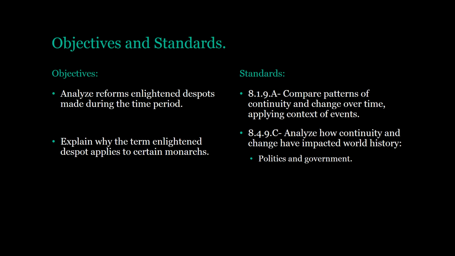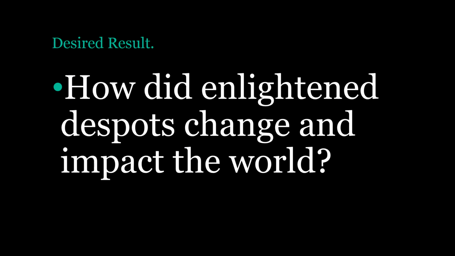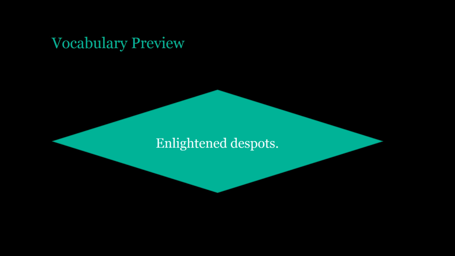So, objectives and standards: to analyze reforms enlightened despots made during the time period and explain why the term enlightened despot applies to certain monarchs. Take a look at the standard there as well, if you would, please. Desired result: how did enlightened despots change and impact the world? And in our vocabulary preview here, we have the term enlightened despots. We'll go over what that term means in the lesson here.